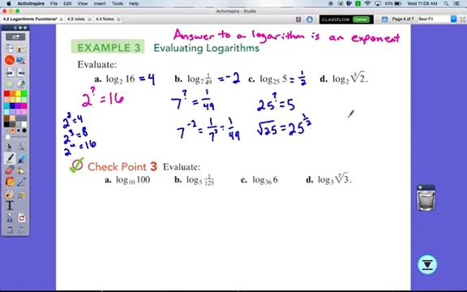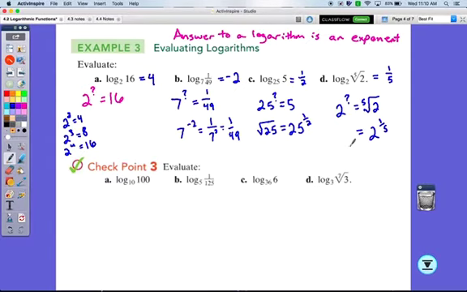All right, and then D, a little difficult here. We have 2 to what power gives me the 5th root of 2? It's the same kind of argument we had on C. I can rewrite the 5th root of 2 as 2 to the 1/5 power. Whatever the index of the root is goes in the bottom of a 1 over that number power. So I have 2 to what power gives me this? Well, that's 2 to the 1/5, so the answer is 1/5.